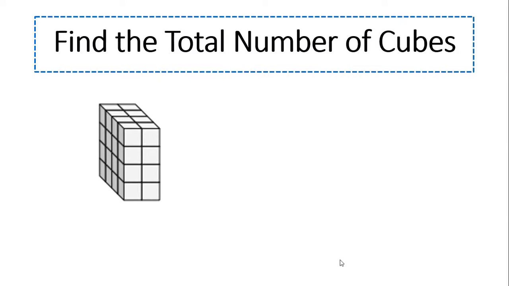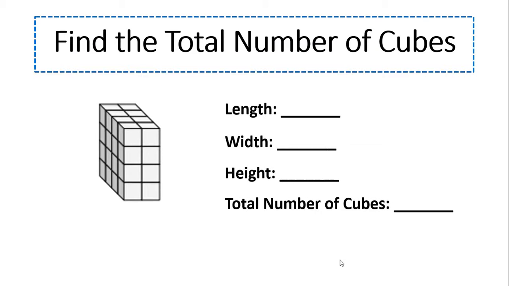Here's our rectangular prism. We're first going to find the length, width, and height in order to find the total number of cubes used. Our length is 2 units because there's 2 units going across. Our width is 4 units because there's 4 units going back. Our height is also 4 units because there's 4 units going up and down. That also means that there's 4 layers. We have one bottom layer, one top layer, and 2 layers in the middle.